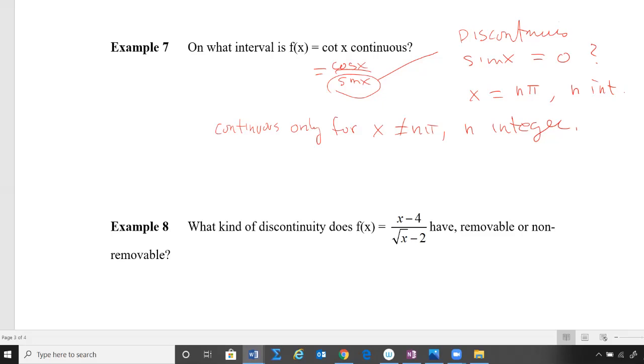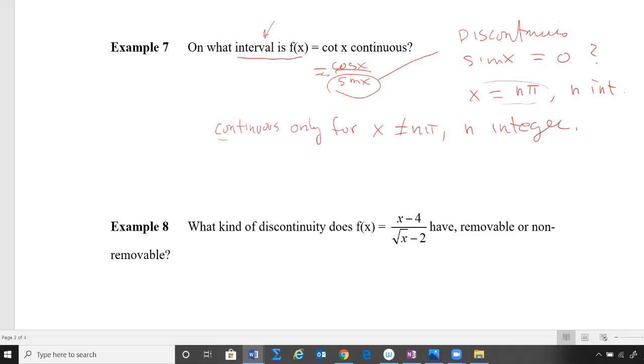Okay, that's a good way to say it. Otherwise, we would have to use a long-winded statement in interval notation, because it says on what interval is this continuous? So you'd have to put together that whole string of intervals, throwing out these asymptotes. These would be asymptotes at n pi. So it's continuous only for x not equal to these numbers. And we're not even going to write it like that. It's just too inefficient to use an actual interval.